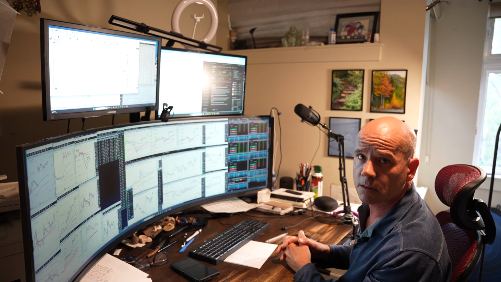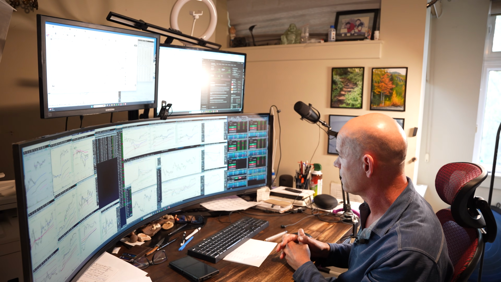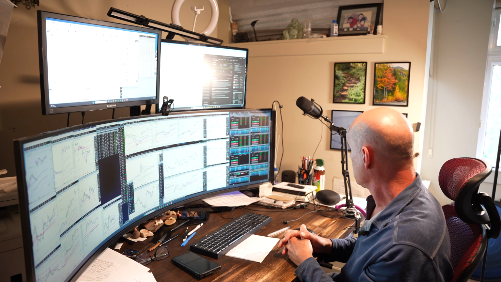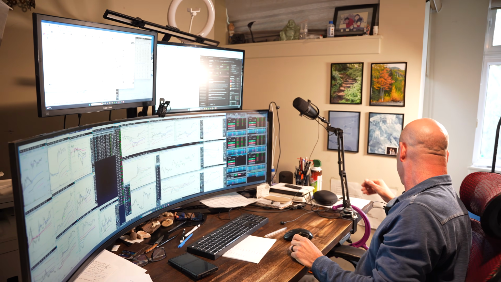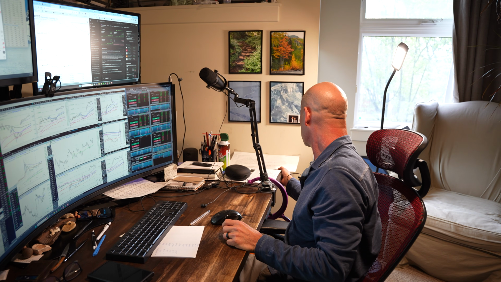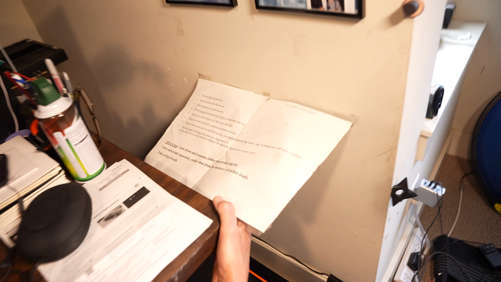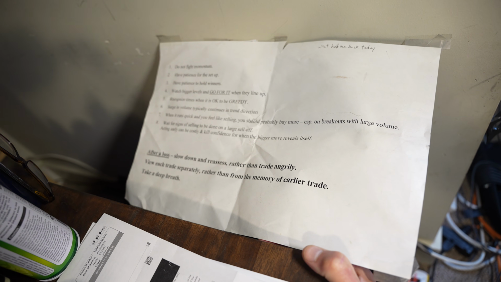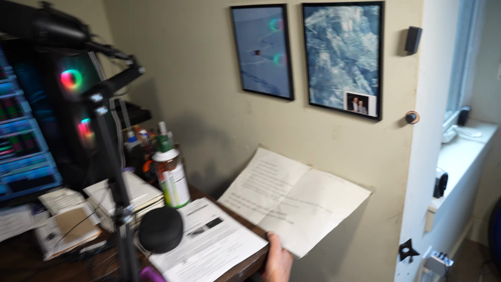Any kind of notes or reminders to yourself around you, things that you always think about? I put this up a while ago. It says, do not fight momentum, have the patience for the setup, watch the bigger levels, and recognize when it's okay to be greedy. Surge in volume continues in the trend direction. That's especially true now with the earnings gaps and that sort of thing.